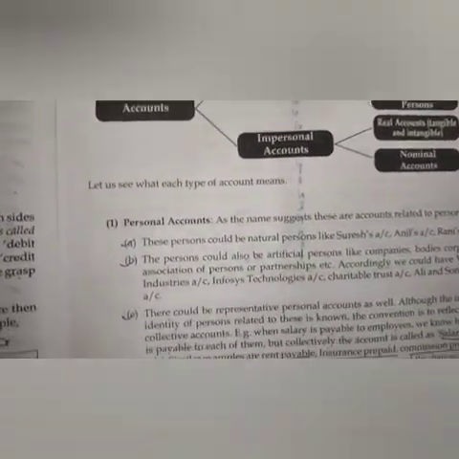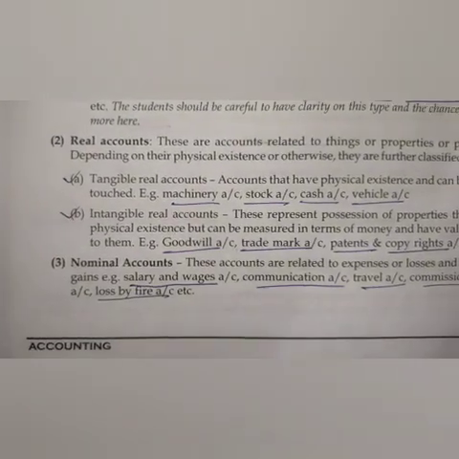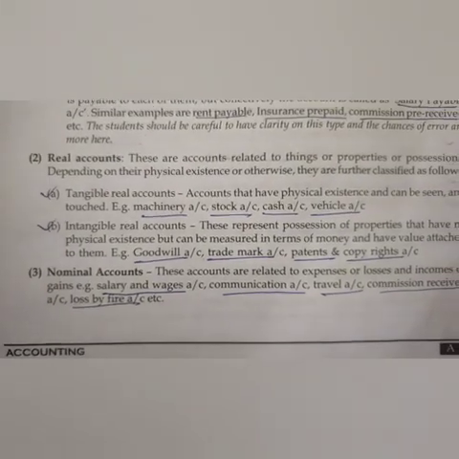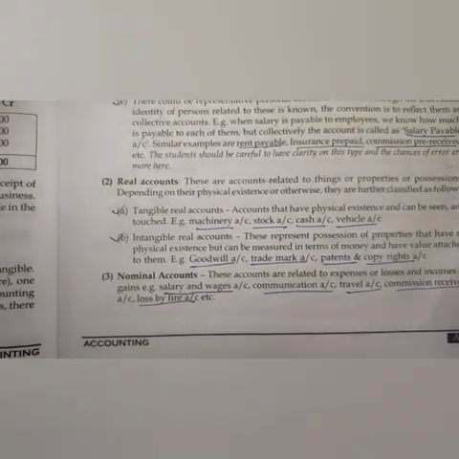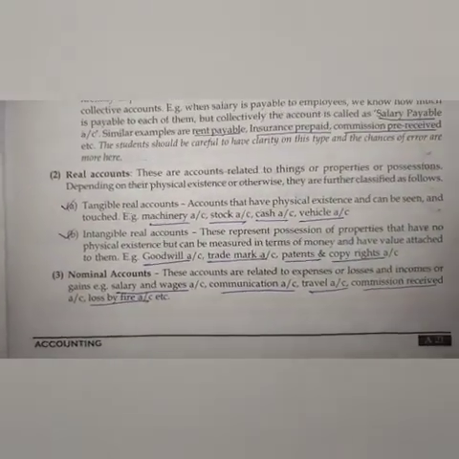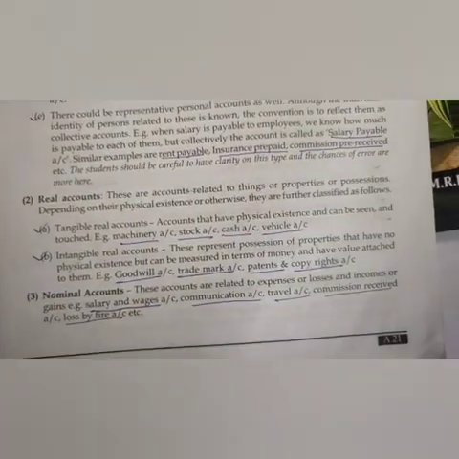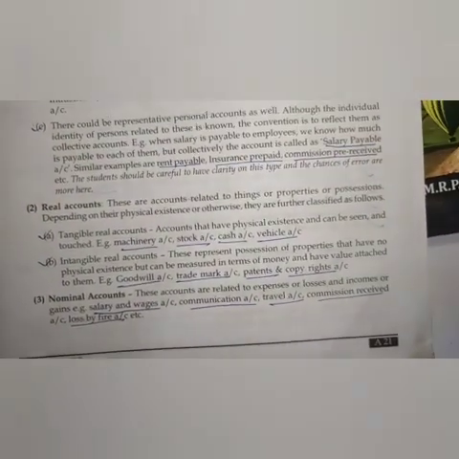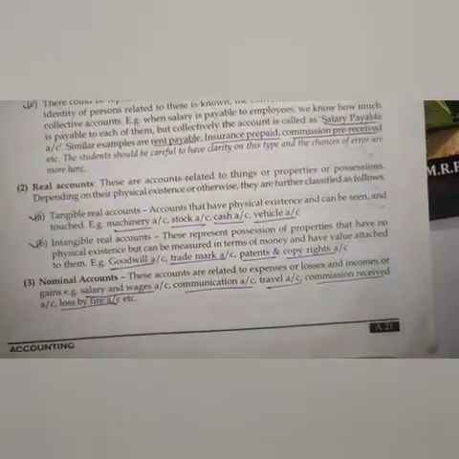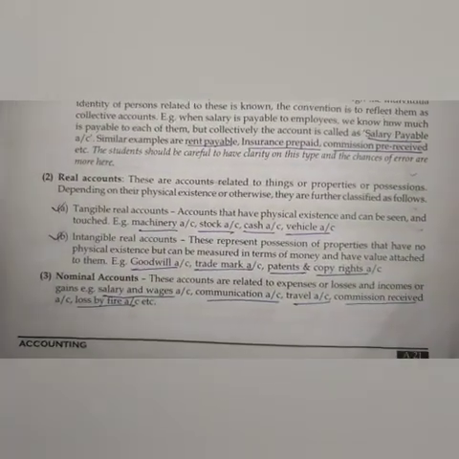First example here is given as a cash account. Cash account comes into the real account. Real account is further divided into two types: tangible and intangible. Cash we can touch, so any items which can be seen or touched come under the tangible account.